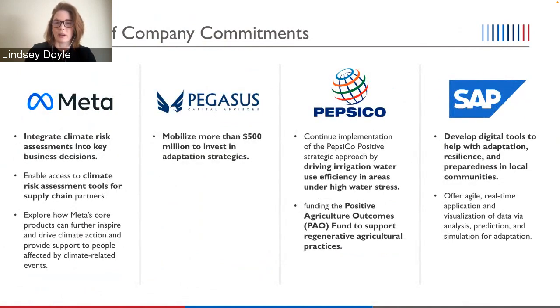And for the final 4 commitments, Meta committed to integrating climate risk assessments into their business operations and expanding some of their core products, such as their post-disaster alerts, to serve anticipatory functions. Pegasus Capital Advisors committed to mobilizing $500 million toward adaptation. PepsiCo pledged to double down on their work on water conservation in irrigation for their agricultural supply chains. And SAP committed to develop digital tools to help with adaptation and preparedness in affected communities.